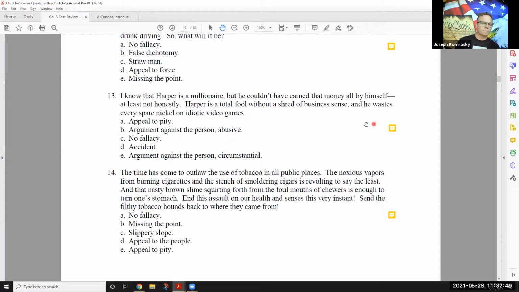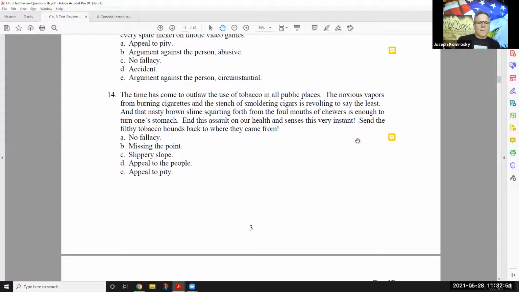Okay, 14. The time has come to outlaw the use of tobacco in all public places. The noxious vapors from burning cigarettes and the stench of smoldering cigars is revolting to say the least. And that nasty brown slime squirting forth from the foul mouths of chewers is enough to turn one's stomach. End this assault on our health and senses this very instant. Send the filthy tobacco hounds back where they came from. Wow.